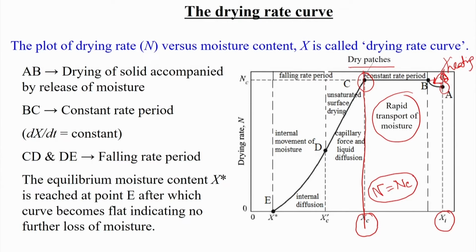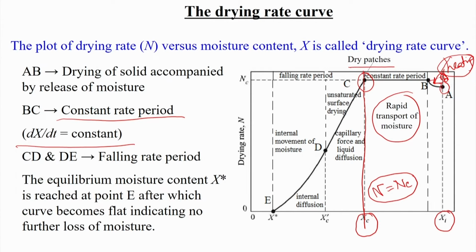So, this A to B is the drying of solid accompanied by release of moisture, or this is due to heating only, the initial adjustment. From B to C is the constant drying period, that is dX/dt is equal to a constant parameter.